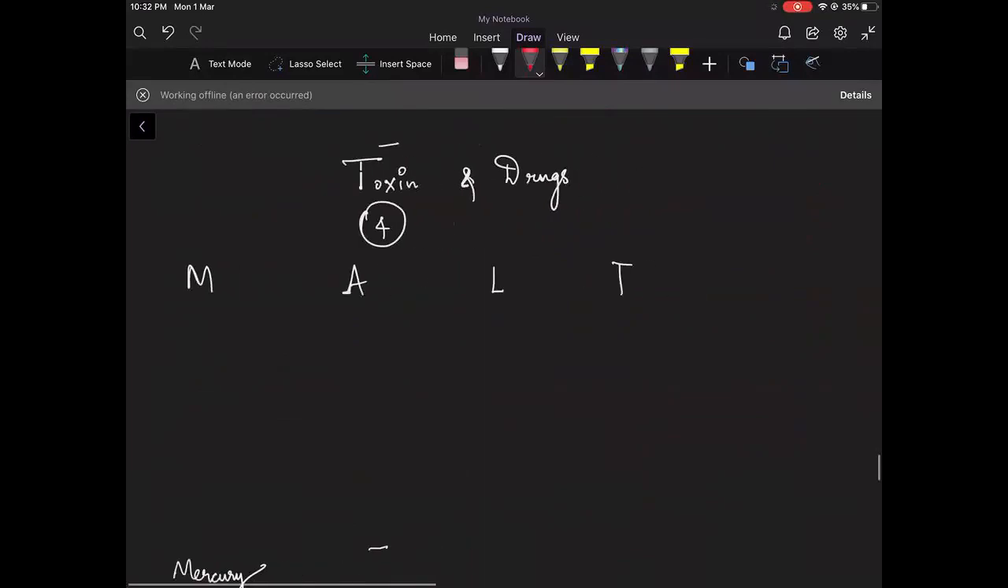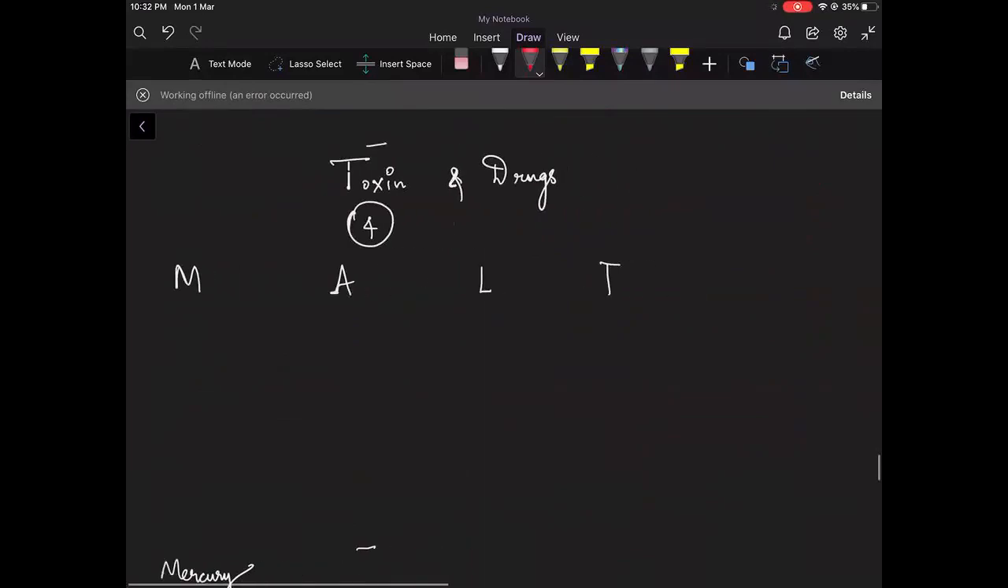Coming to the next, toxin related. The target we have to know is metal-related neuropathy, known by the mnemonic MALT. The causes are: M includes mercury, A includes arsenic, L is lead, and T includes thallium.